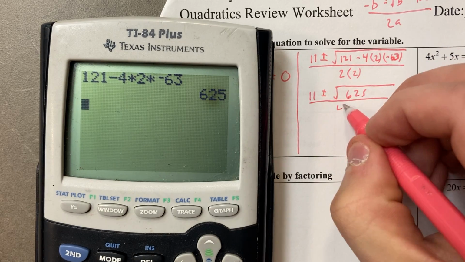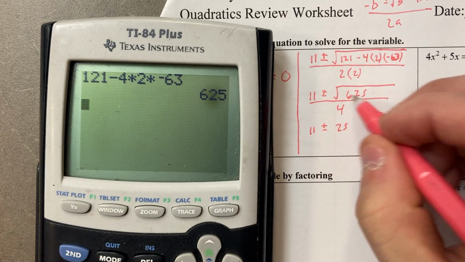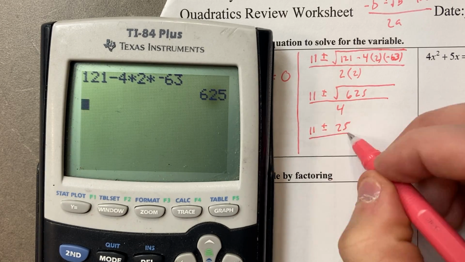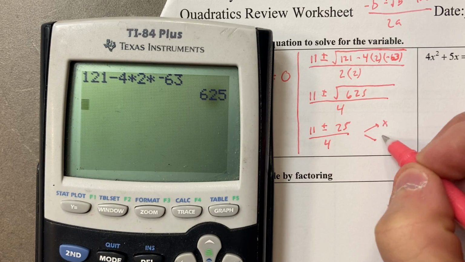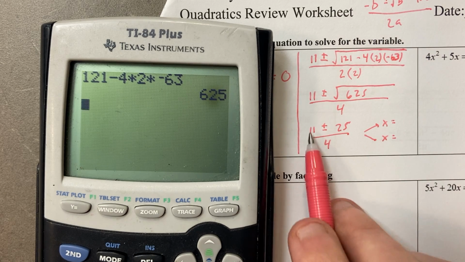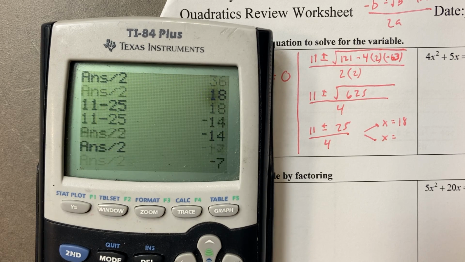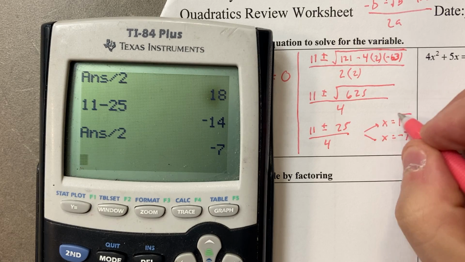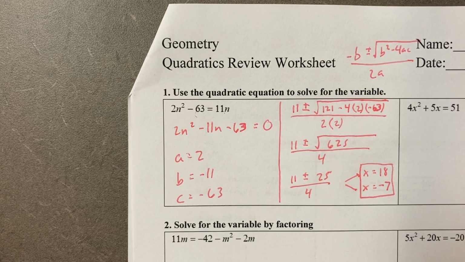This is all over 4 now, and so this is 11 plus or minus 25, the square root of 625, all over 4, which gives us two answers. 11 plus 25 divided by 2: one of the answers is 18, and 11 minus 25 divided by 2 is negative 7. Those are my answers.